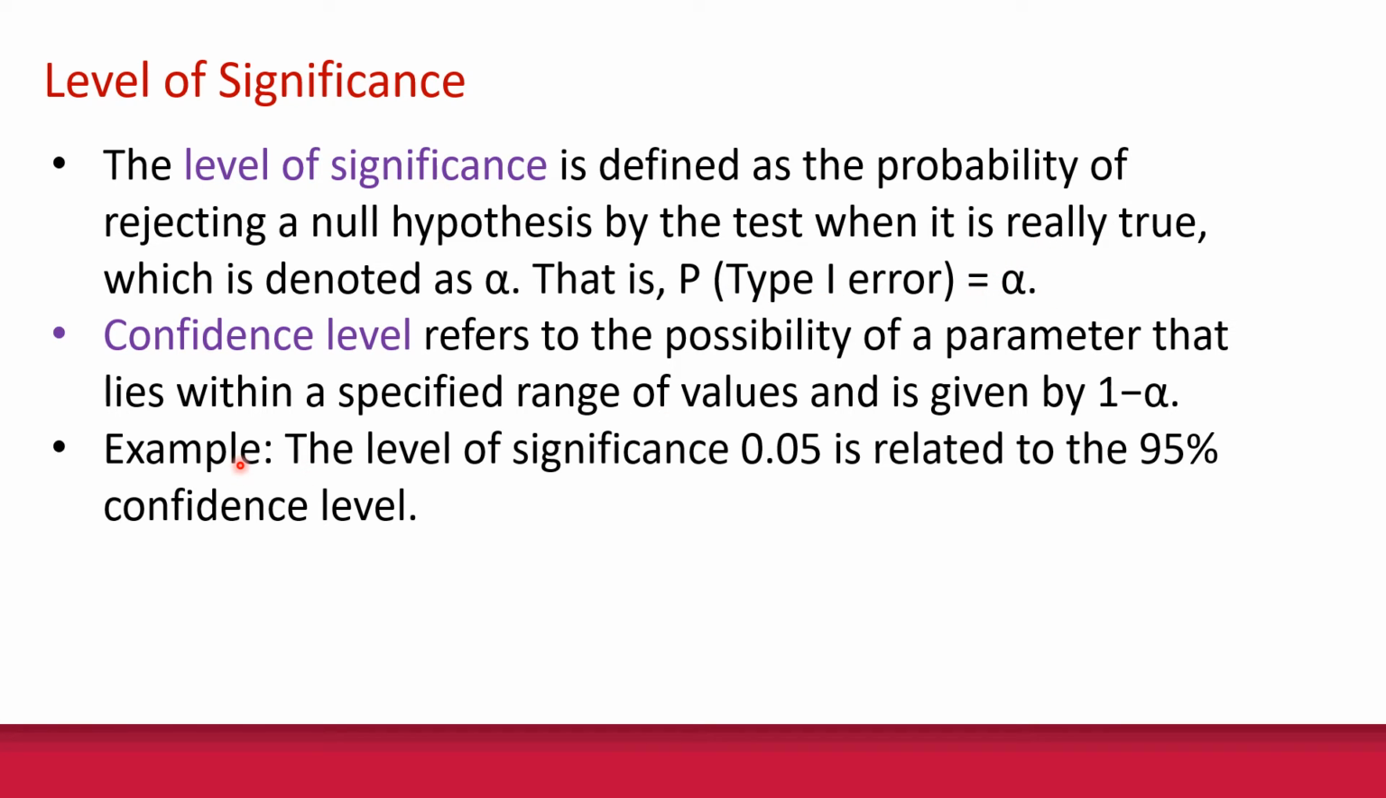The confidence level refers to the possibility of a parameter that lies within the specified range of values and is given by 1 minus alpha. So for example, the level of significance of 0.05 is related to the 95% confidence level.